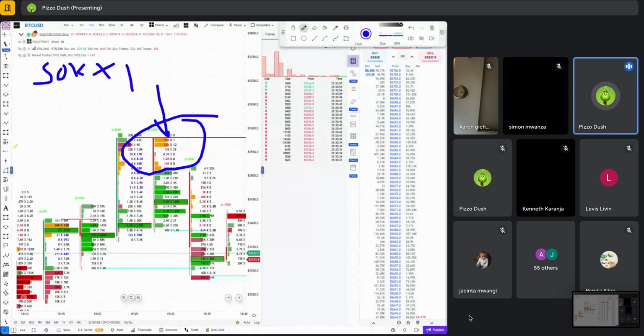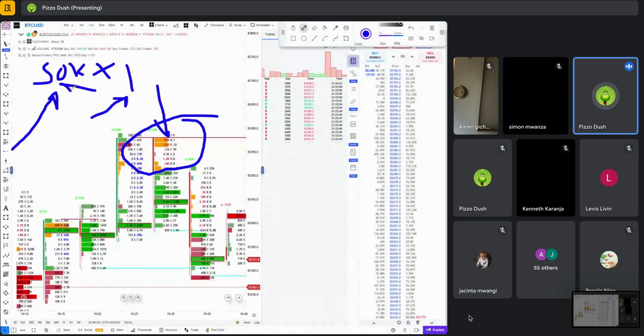Imagine there were 50,000 sellers but only one buyer. What did you expect? Did you expect the market to go up or down? Not 50,000 sellers but only one buyer. So one buyer, what drives the market? The one buyer got one contract there, so there remained 49,999 sellers. You expect the market to go down, and that's exactly what happened just because of this imbalance.